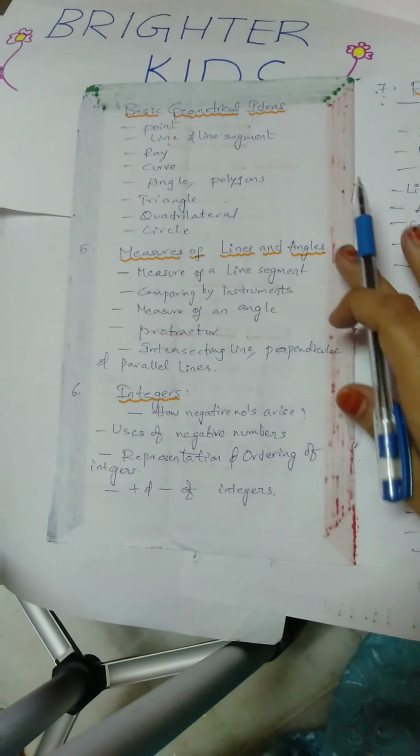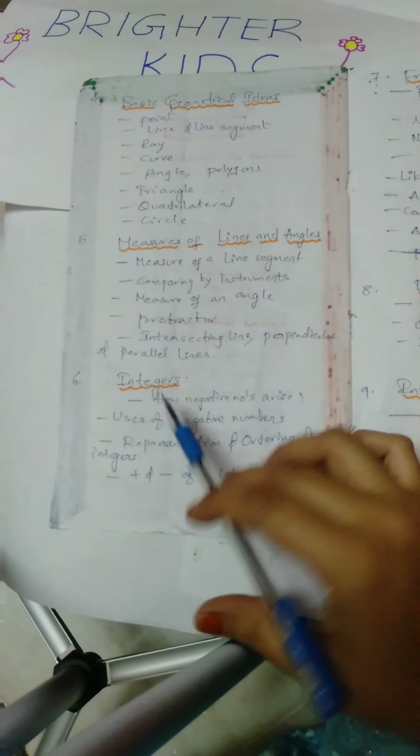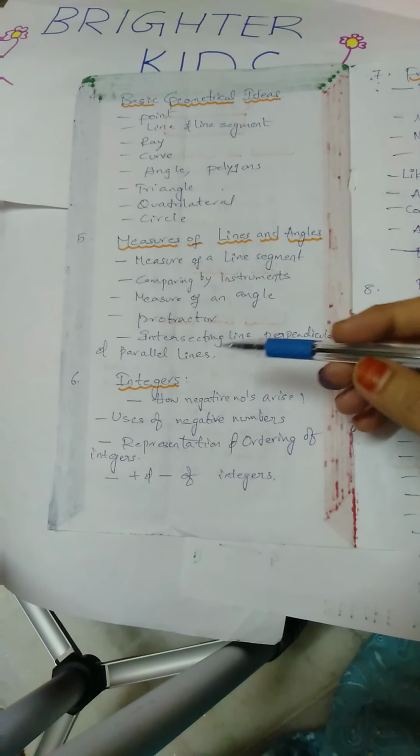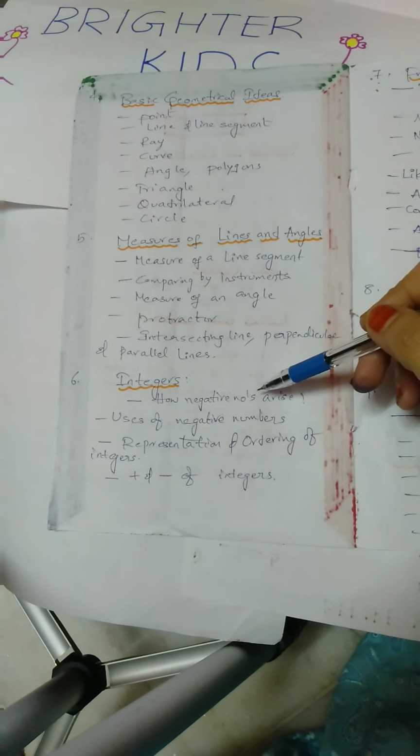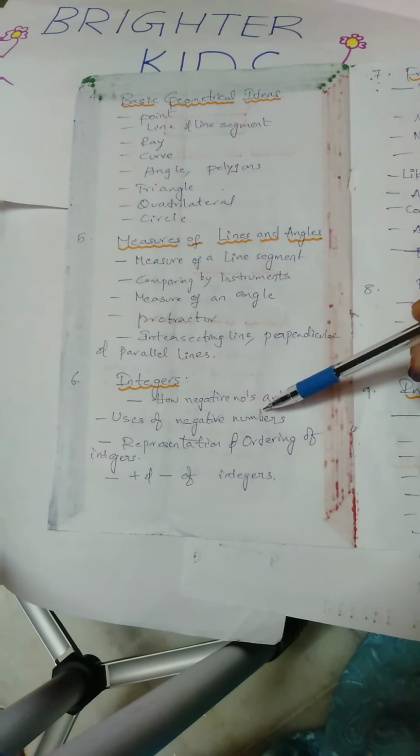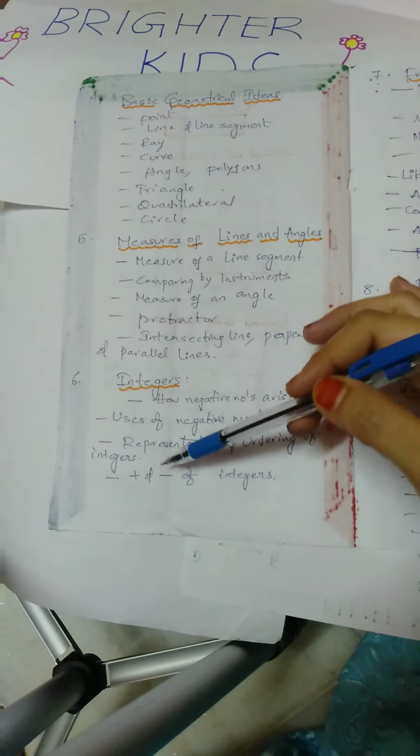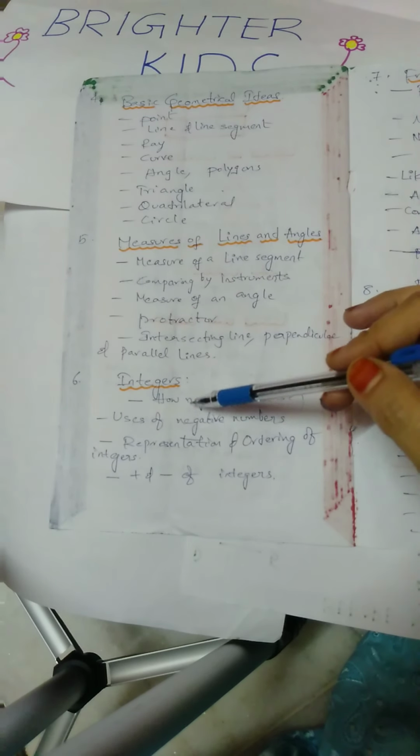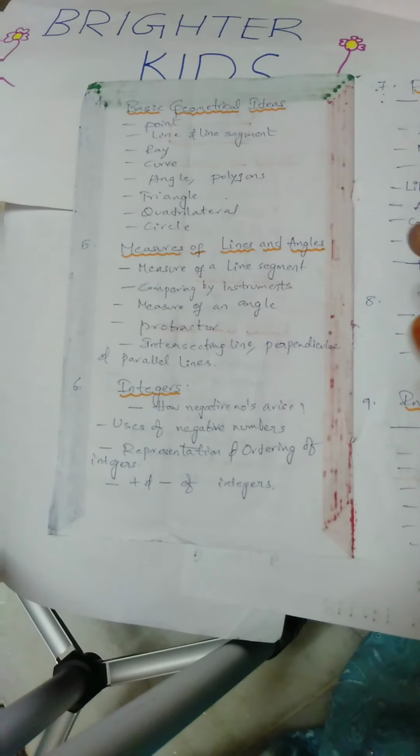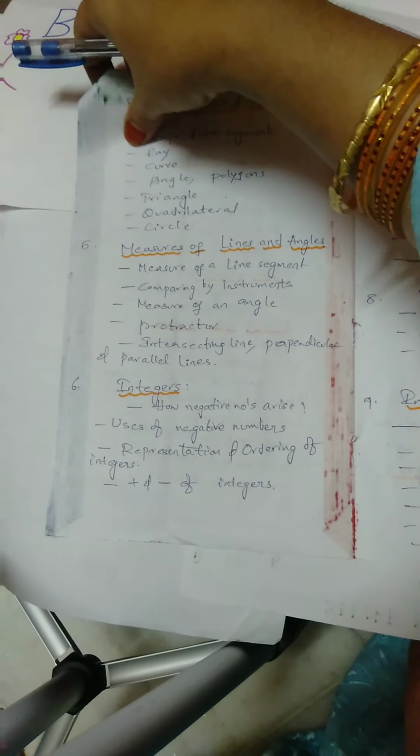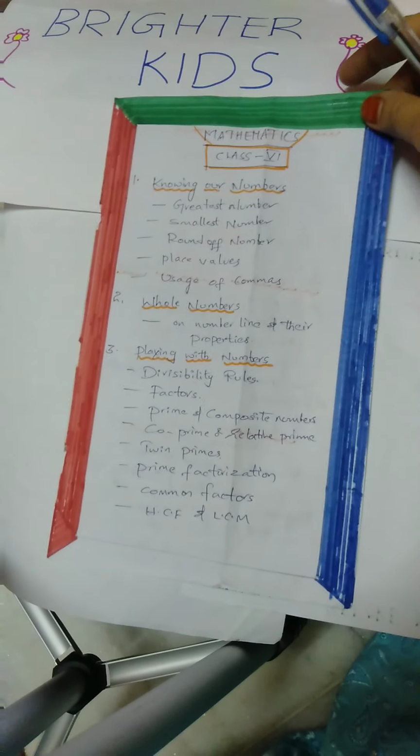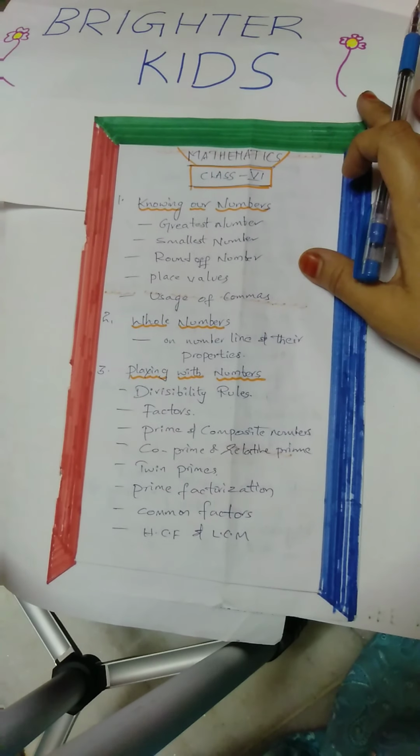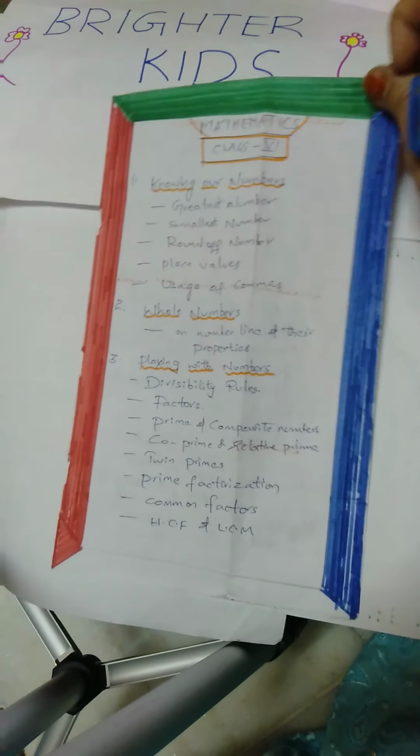And next, coming to our sixth chapter is integers. What are integers? In these integers we have negative and positive numbers, how negative numbers arise and uses of negative numbers, representation of ordering of integers, addition and subtraction of integers. In this integers topic we have to know all these units. Please take a screenshot of these chapters to get an idea about the syllabus. Please take a screenshot of the first page and the screenshot of the second page.